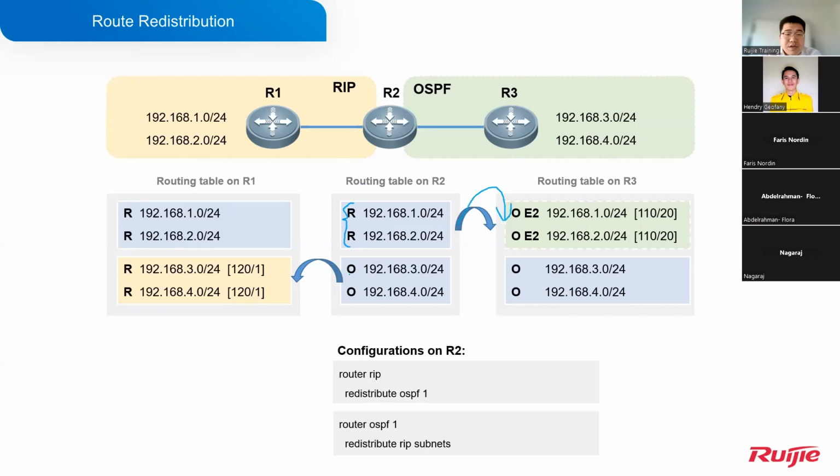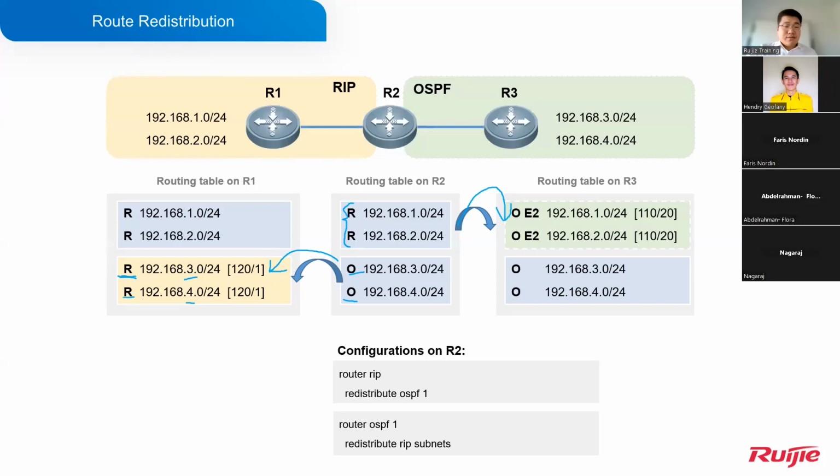And the OSPF routes on R2 have been redistributed to RIP and will be shared with R1. So on R1, we can even see the routes to 3.0 and 4.0, but the difference is that it's not an OSPF route anymore. It becomes a RIP route because we import the OSPF route into RIP.